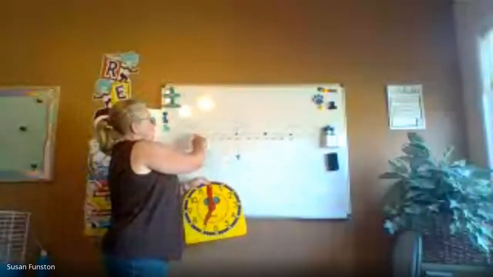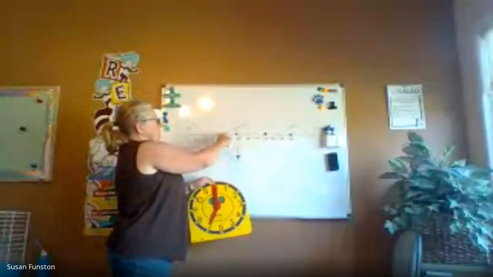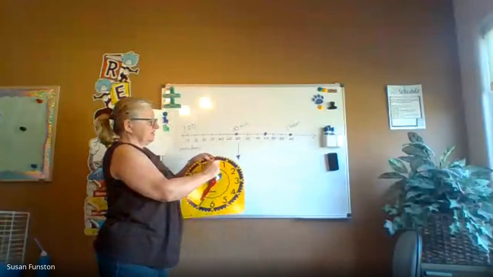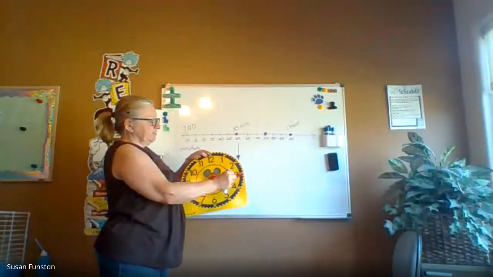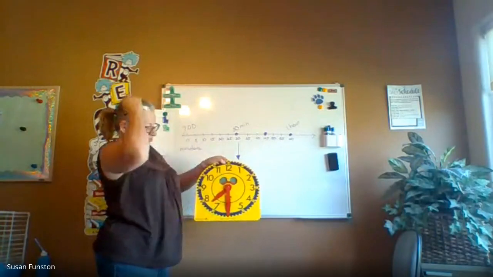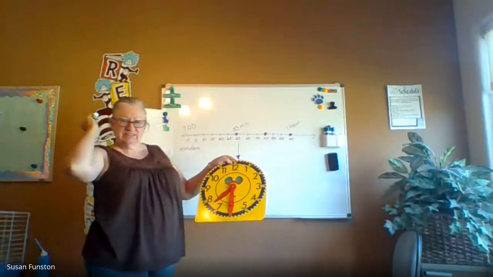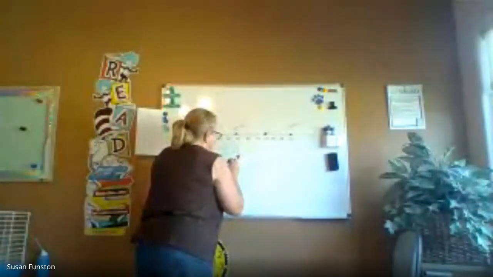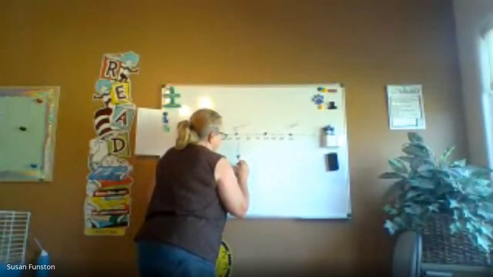I've gone 5, 10, 15, 20, 25, 30 minutes. So let's do that on our clock. 5, 10, 15, 20, 25, 30. So what time is that? Very good. 7:30.